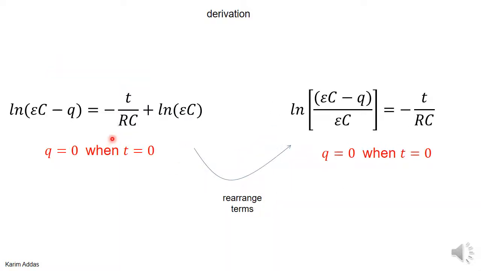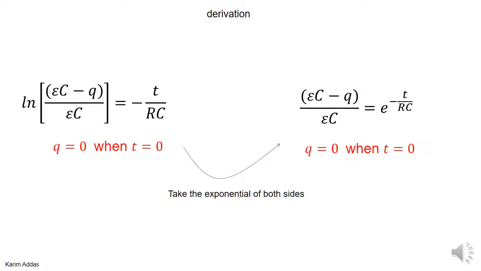Now, the next thing is just some acrobatics. Just take the ln minus this ln, and you know that ln something minus ln something is the ln of the ratio. So we can write this as ln that over that equal to minus t over RC, and we have this initial condition. Again, it applies for this particular problem. Now the next step is to take the exponential of both sides. What's the exponential of the ln of anything? It's that thing. And what's the exponential of minus t over RC? It's e to the minus t over RC.